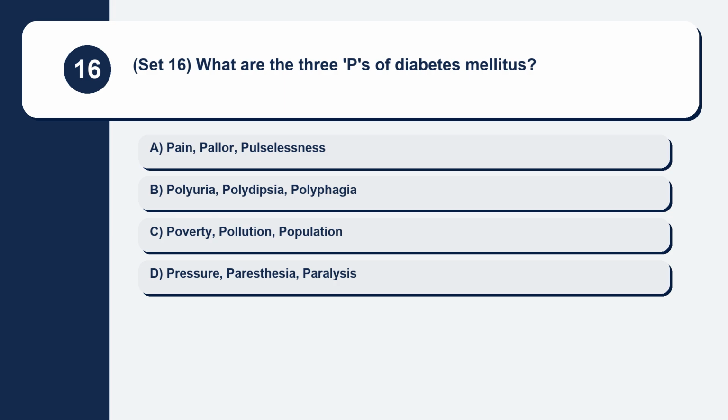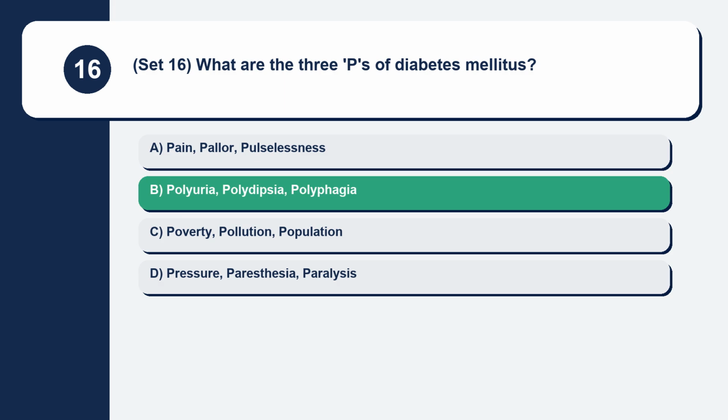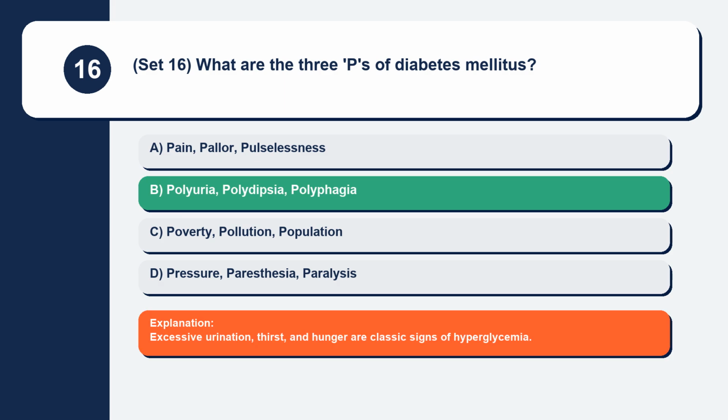Question 16. Set 16, what are the 3 P's of diabetes mellitus? Pain, pallor, pulselessness. Polyuria, polydipsia, polyphagia. Poverty, pollution, population. Pressure, paresthesia, paralysis. Excessive urination, thirst, and hunger are classic signs of hyperglycemia.